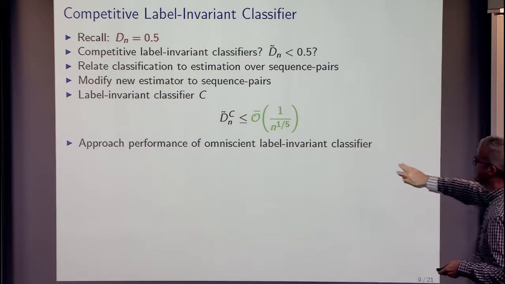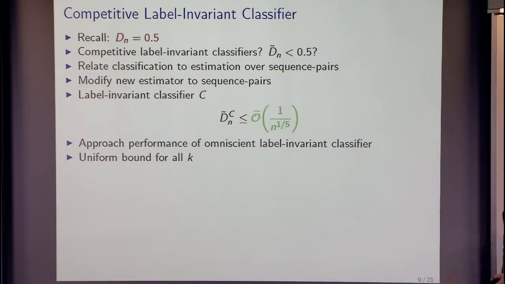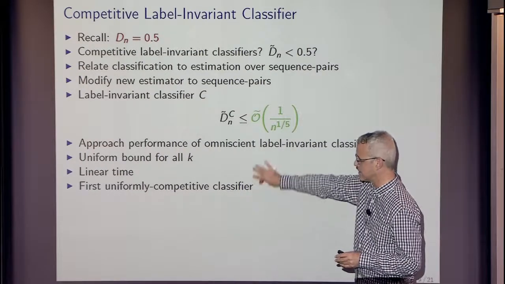So it's the performance of the omniscient label invariant classifier. It's a uniform bound over all k. There's no k in this. And that classifier works in linear time, just like all these estimators. And as far as we know, it's the first uniformly competitive classifier.